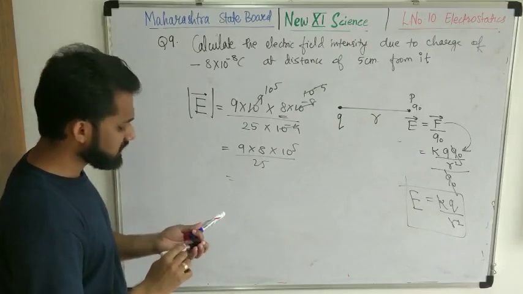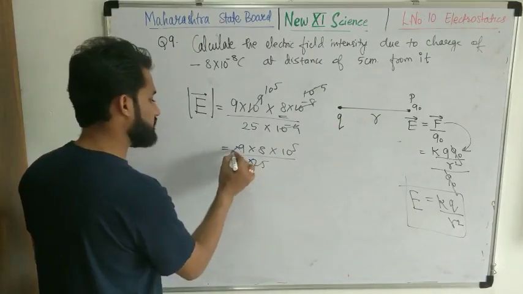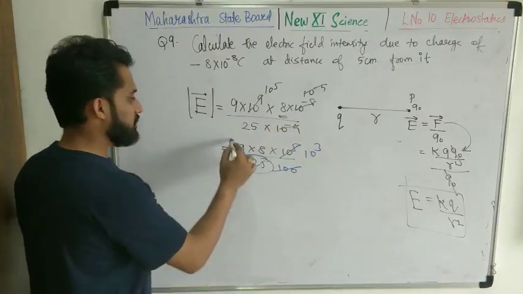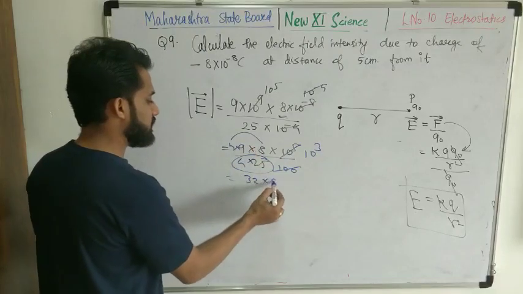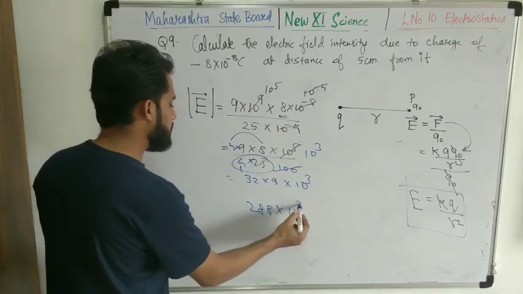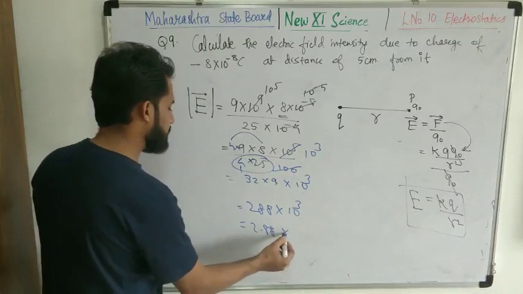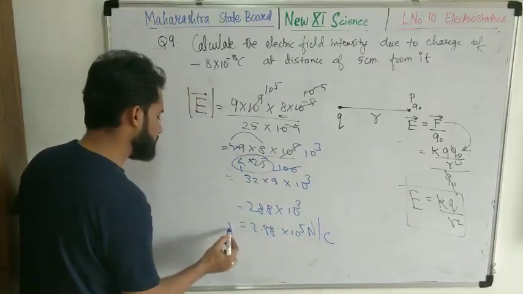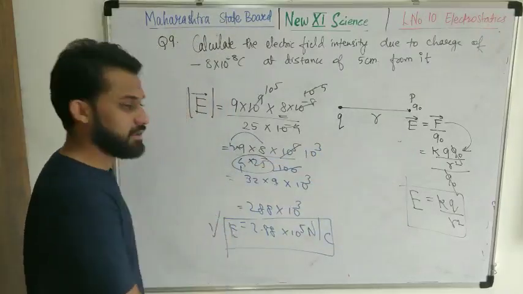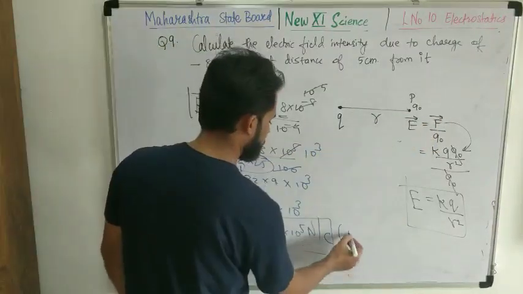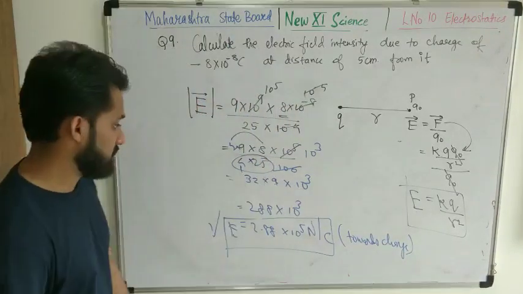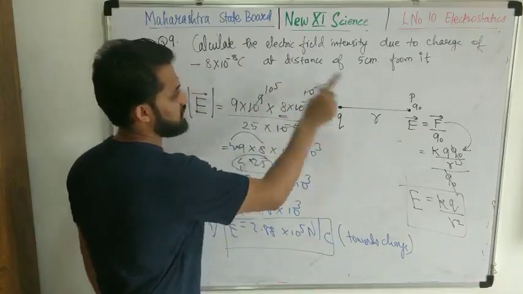Instead of dividing it by 25, I would prefer multiplication with 4. This is 100, and this 100 will make it 10 raised to 3. And now 4 8s are 32, 32 9s are 288, so 288 into 10 raised to 3. So the answer is 2.88 into 10 raised to 5 Newton per Coulomb, the value of electric intensity. This is electric intensity magnitude. What about direction? Direction will be towards the charge. Remember, never put the sign of the charge in the formula of intensity.